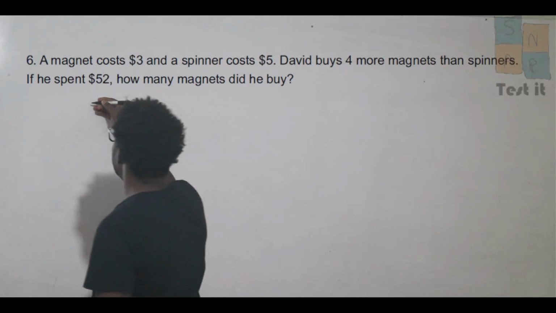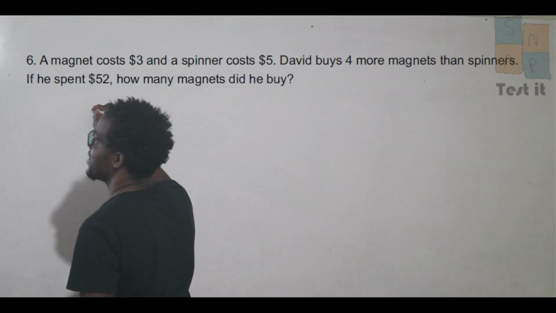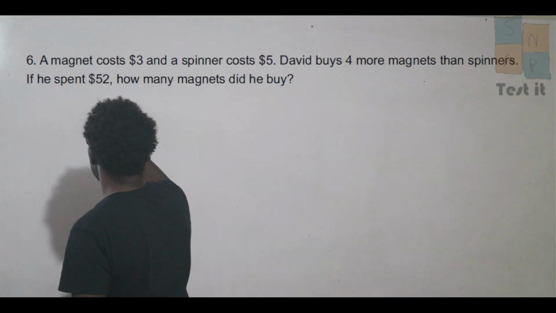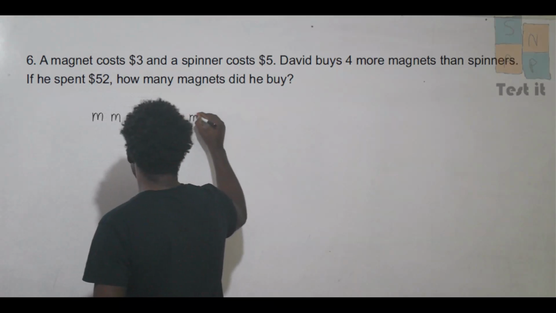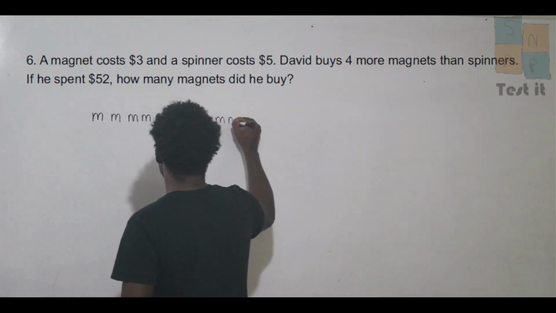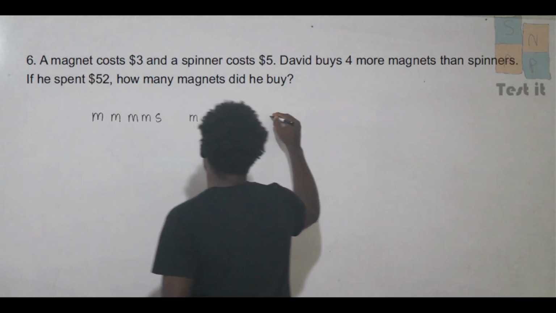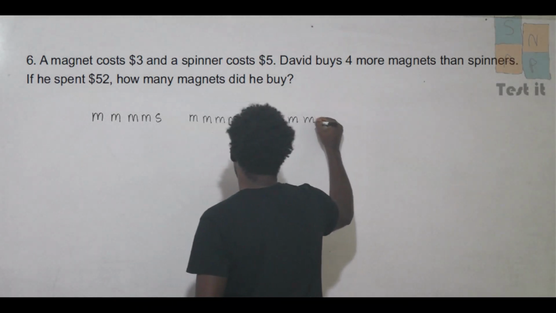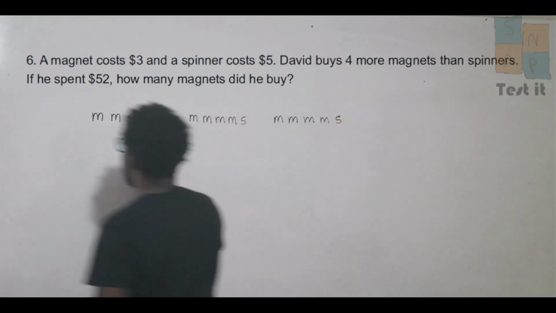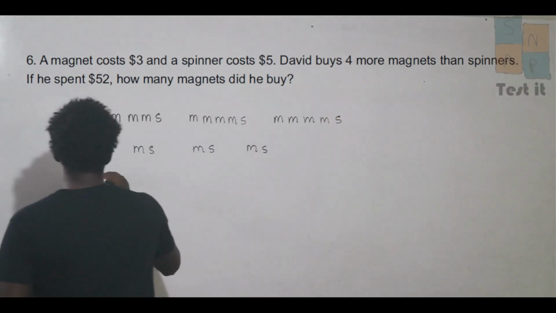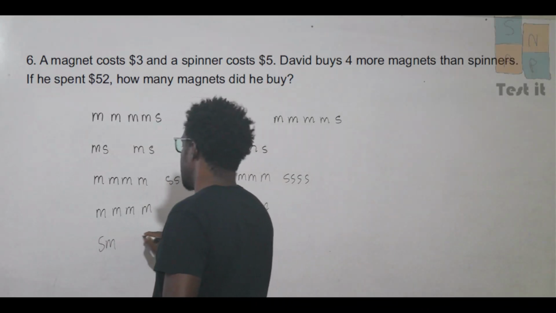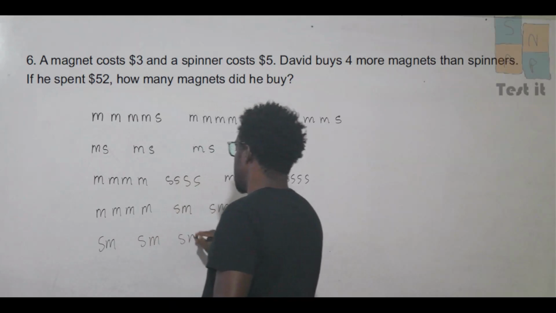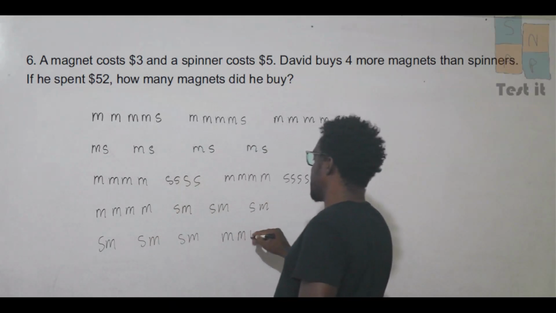Well, I had this done with some students, and they had some pretty amazing directions. One person did magnet, magnet, magnet, magnet, spinner. Then David picked up 4 more magnets and another spinner, 4 more magnets and another spinner. Another student went spinner, magnet, spinner, magnet, spinner, magnet, magnet, magnet, magnet, magnet.